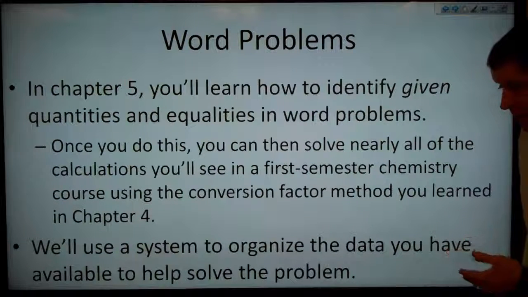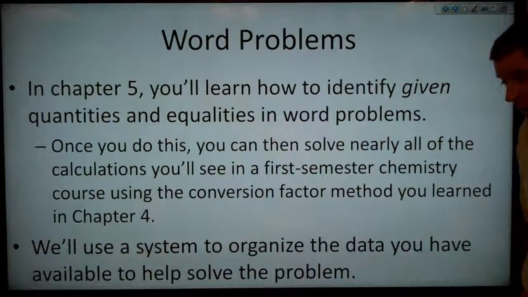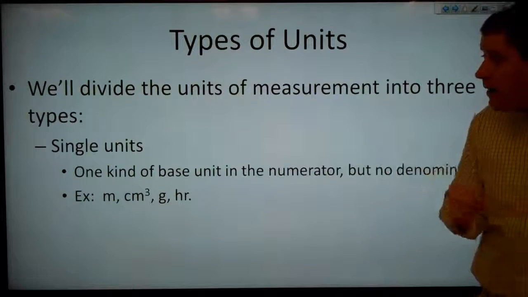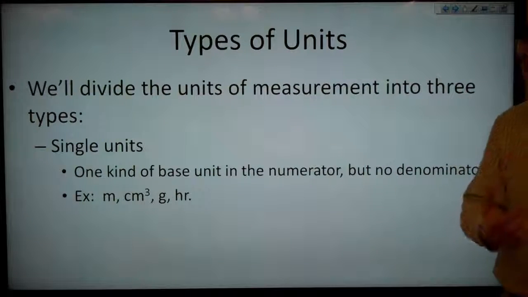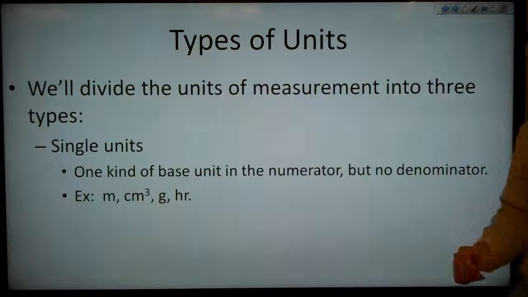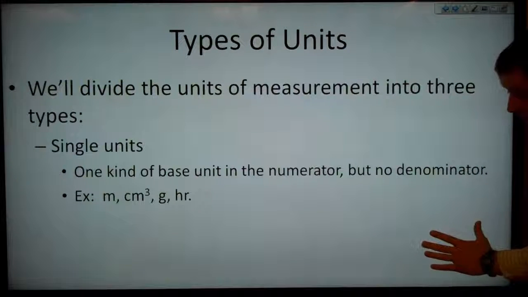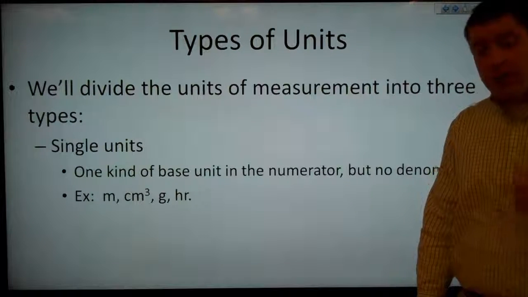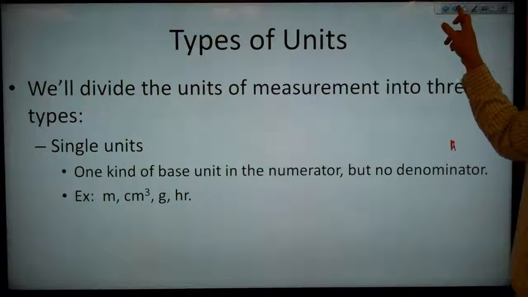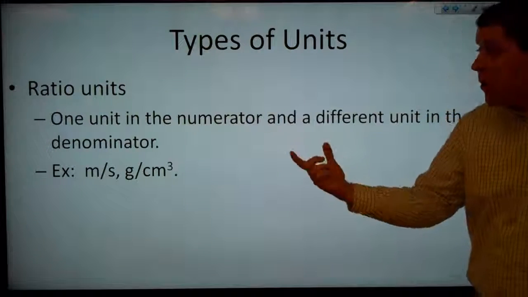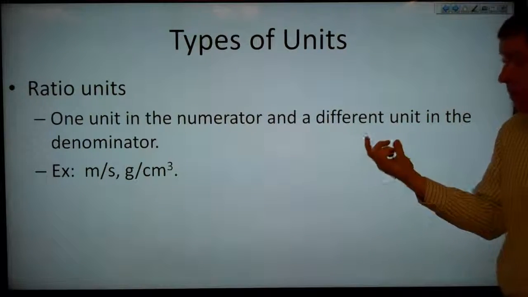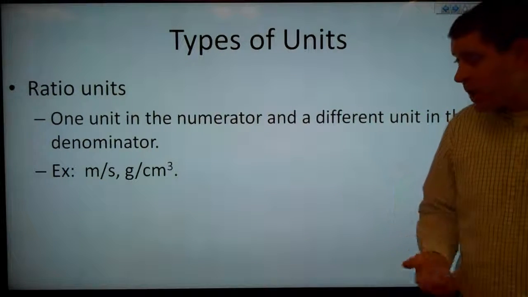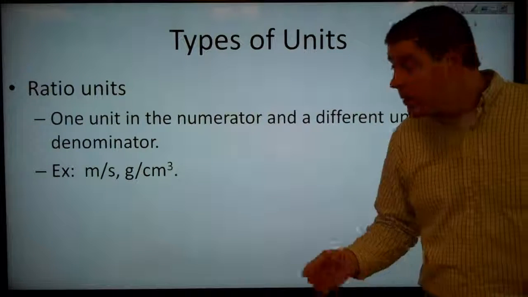We're going to use a system to organize the data that you have available to help solve the problem. So let's learn that system. We're going to divide the units of measurement into three types. Single units, and these are one kind of base unit in the numerator, but no denominator. So these are things like meters, cubic centimeters, grams, hours, liters, milliliters, things like that. Then we have ratio units, which are one unit in the numerator and a different unit in the denominator. So this is something like meters per second, or grams per cubic centimeter, or grams per milliliter, something like that.